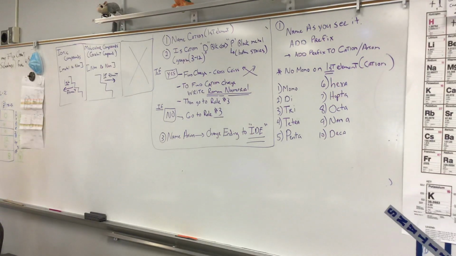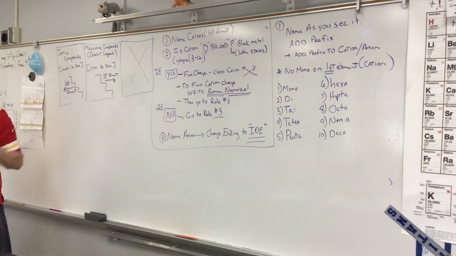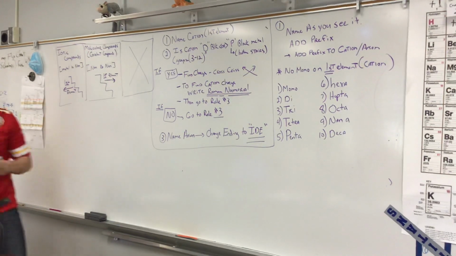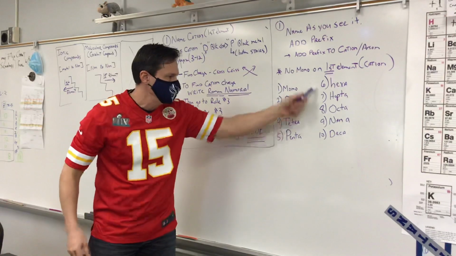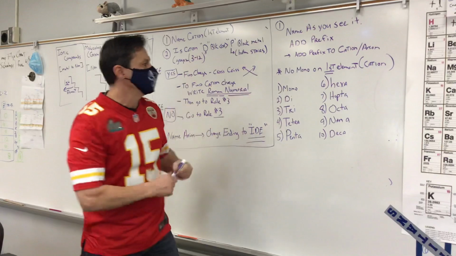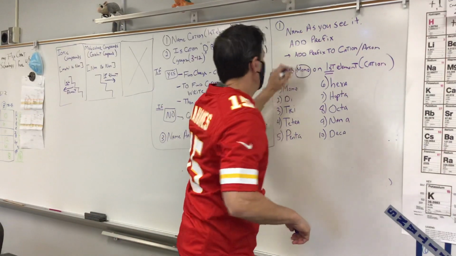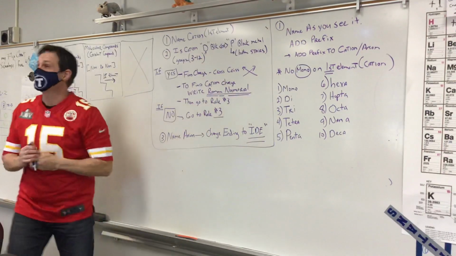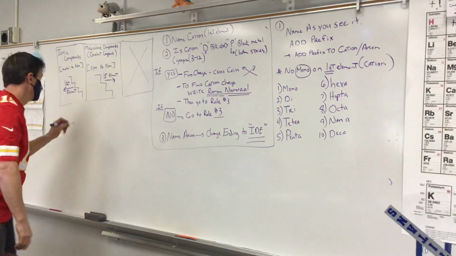Well, that's easy. There's no crisscrossing here. There's no Roman numerals. I'm naming it what I see. And then these are my prefixes, 1 through 10, that if it has whatever number it is, that's what I put in front of it. The only special rule is I never put mono on the first element. Here's your example.